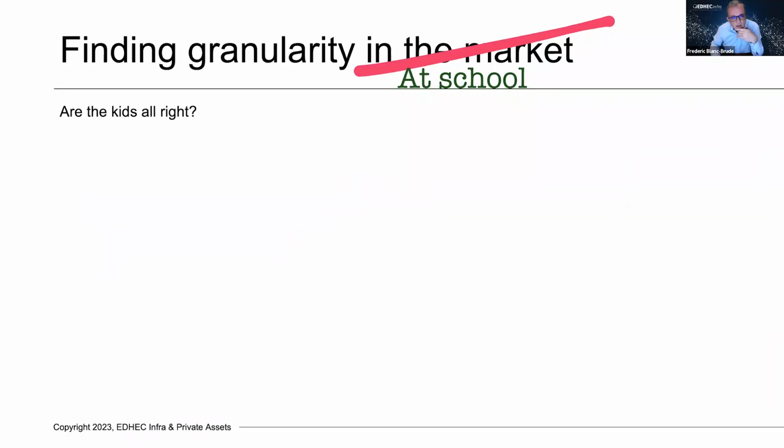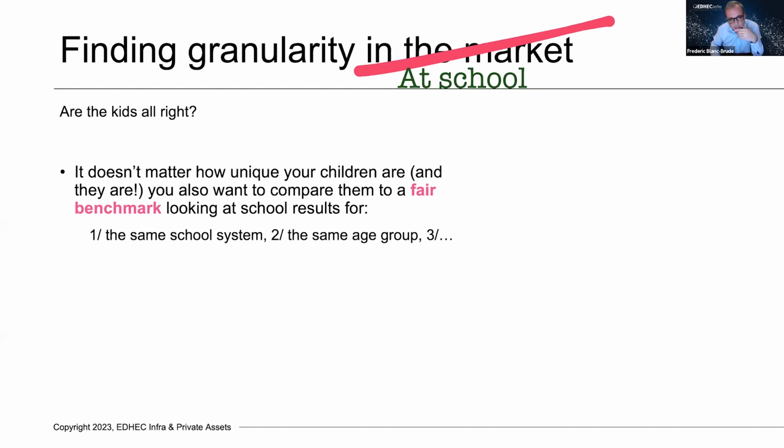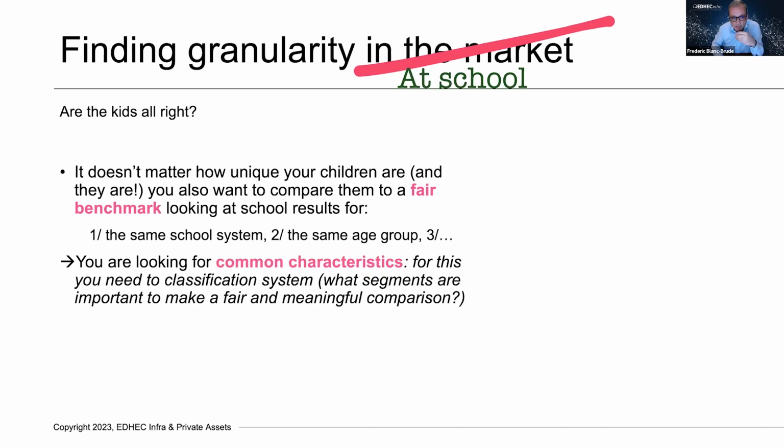What I'm trying to get to here is that it doesn't matter how unique the children are. What we want is a fair benchmark. Okay, so again, think about infrastructure assets. And a fair benchmark in this case will be what you compare kids who are in the same school system, you compare kids who are in the same age group, etc., etc. So you try and build a sample that has the key characteristics, that has the common characteristic that all these kids have, so that you can make a fair comparison. So, which kind of begs the question: what are these segments that are important to make a fair, meaningful comparison? And we'll come to that for infrastructure.